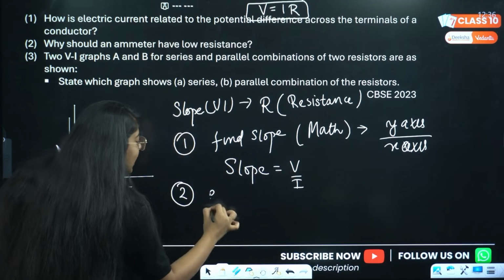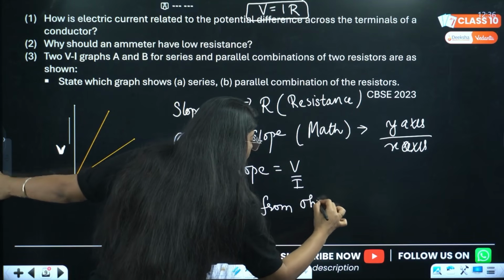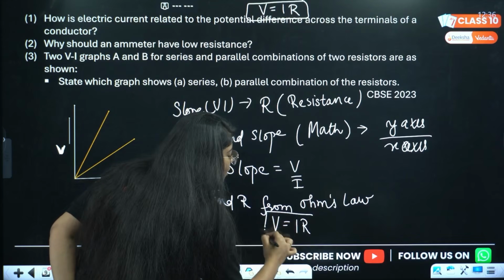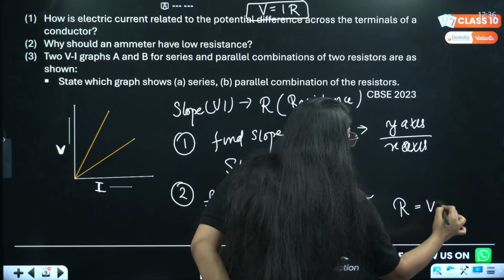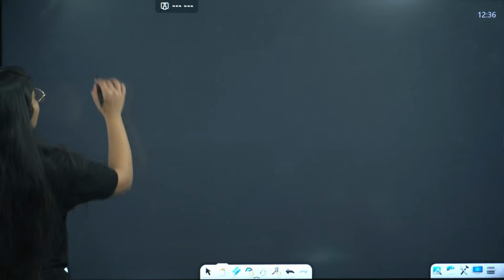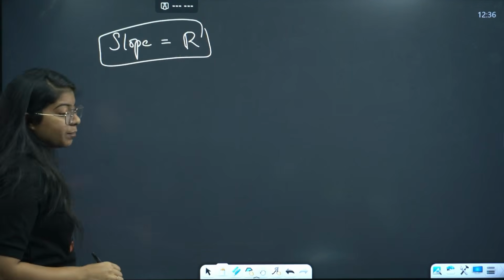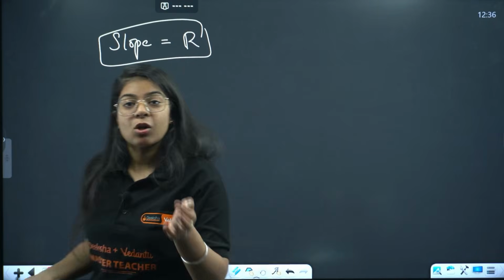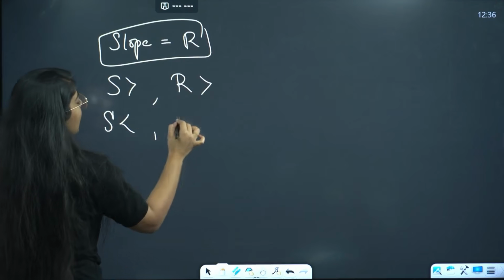Second step is to find R, but from Ohm's law. What do we have to do? Ma'am, Ohm's law is V equals IR. This much we know. From here we have to find R. Just rearrange it. R is V divided by I, right? So that is equal to the slope we just found out. Now slope becomes equal to R. Correct? That means if the slope is more, R is more. If the slope is less, R is less.